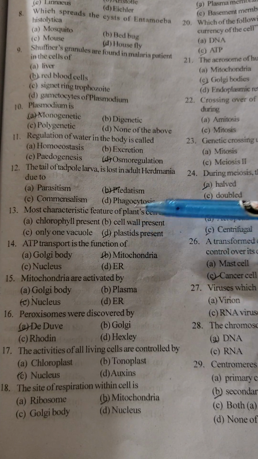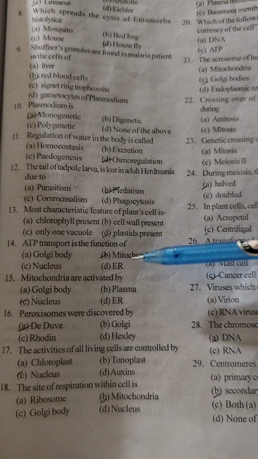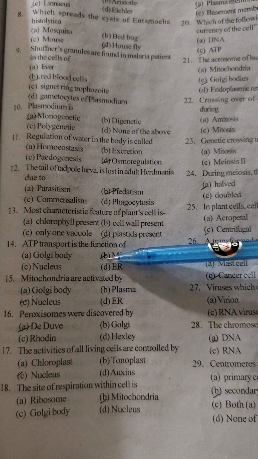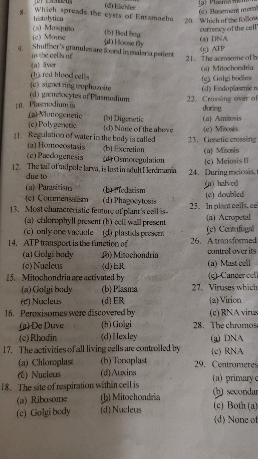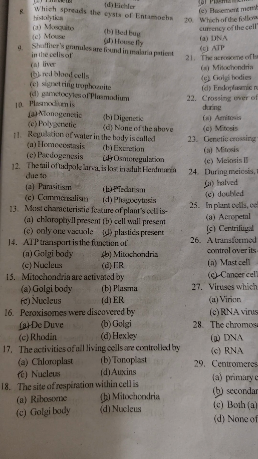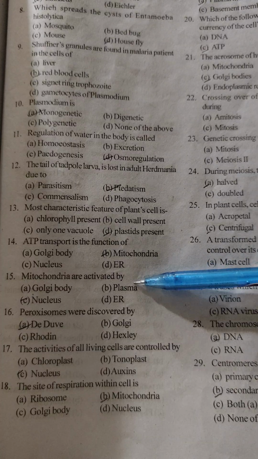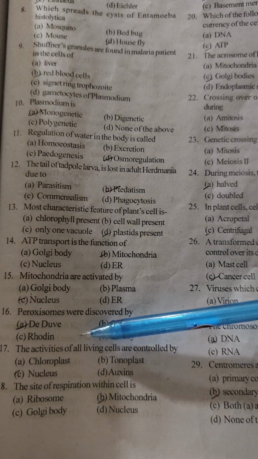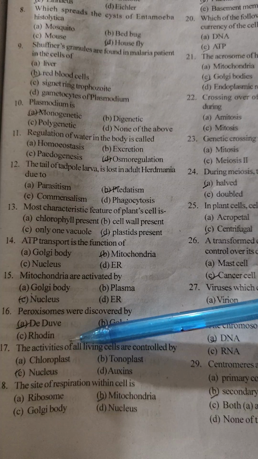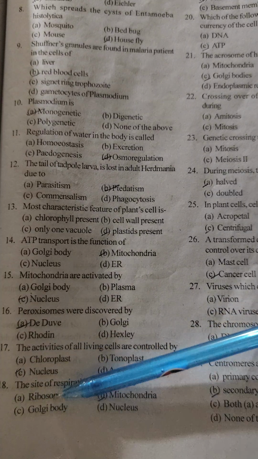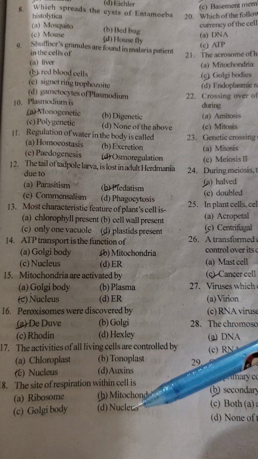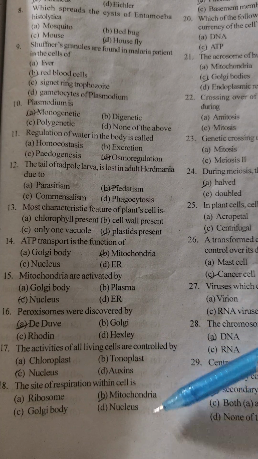Most characteristic feature of the plant cell is the plastid present. ATP transport is the function of mitochondria. Mitochondria are activated by the nucleus. Peroxisomes were discovered by de Duve. The activities of all living cells are controlled by the nucleus. The site of respiration within the cell is the mitochondria.